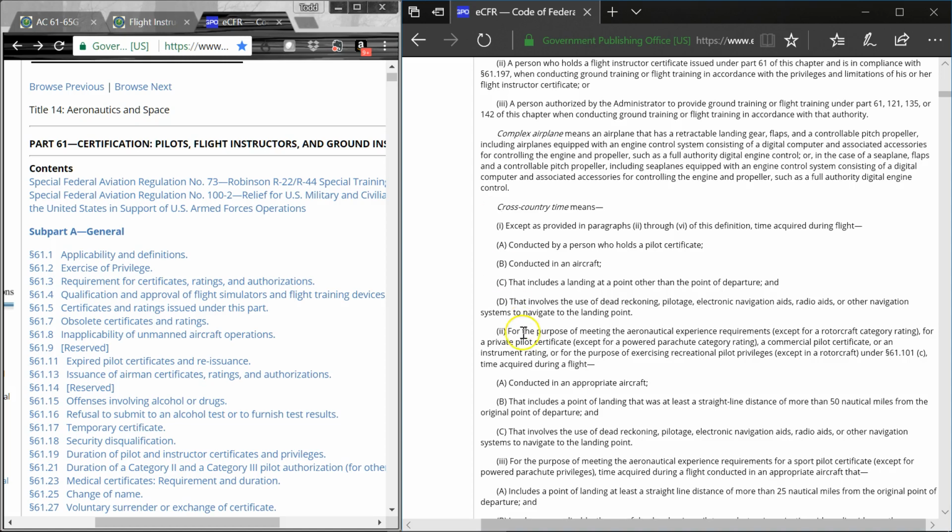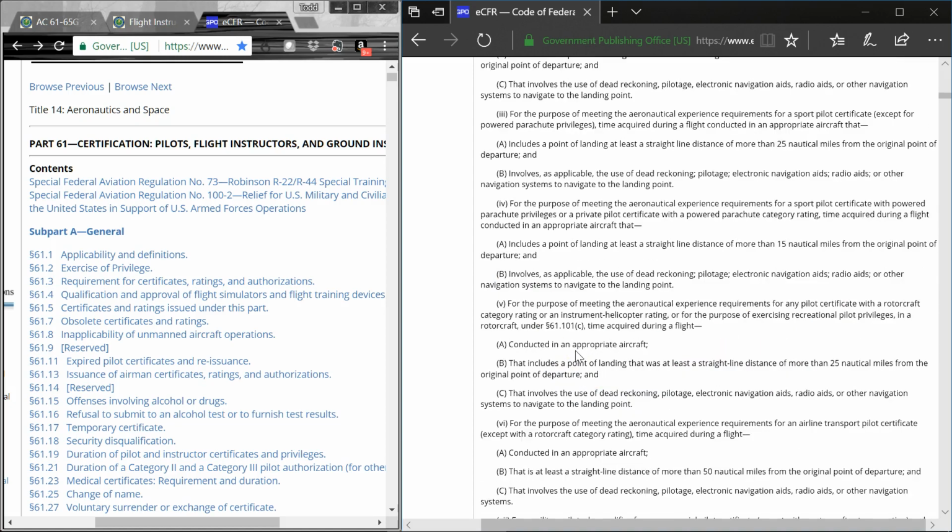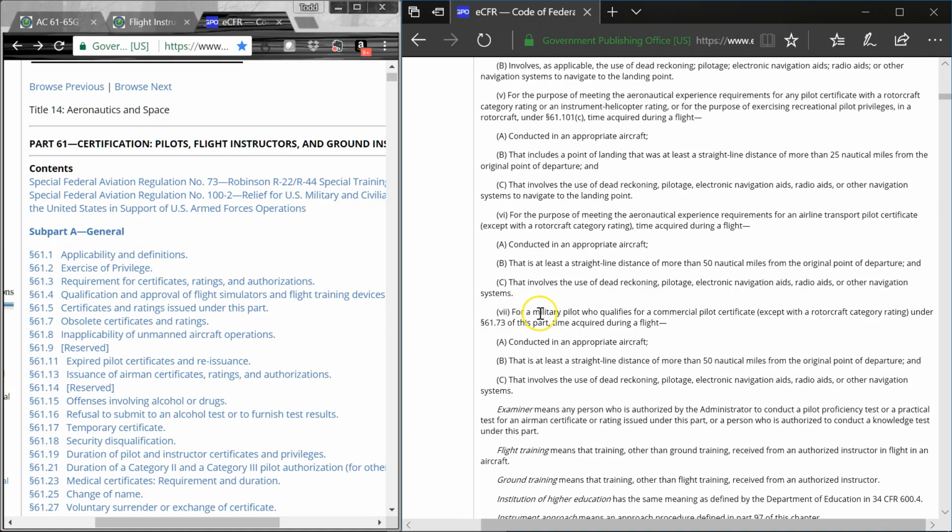And if you scroll down here, it says, for the purpose of the aeronautical experience requirements for a private pilot, commercial pilot, instrument rating, and so on. And then if you scroll down, it says sport pilot is 25 miles. And you go down, it'll say private pilot is 50 miles, and commercial pilot is 50 miles. So that's what this is basically saying.